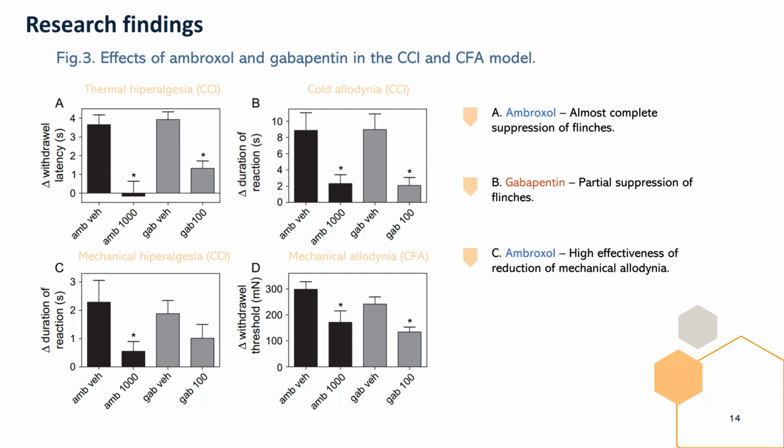Figure 3D shows the effects of both compounds in a model for monoarthritis pain, induced by a unilateral injection of complete Freund's adjuvant. We can see that a single dose of ambroxol and gabapentin caused a similar reduction in mechanical allodynia.